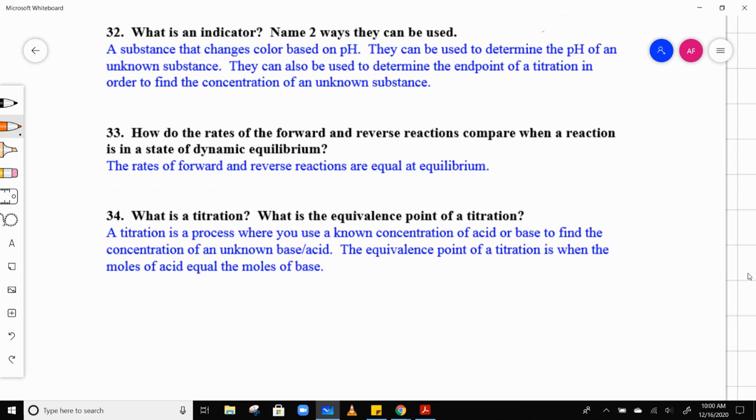A titration is a process where you use a known concentration of either acid or base to find the concentration of unknown acid or base. If you know the concentration of one, you don't know the concentration of the other, you can find the concentration of the other. Okay? And the equivalence point of titration is when the moles of acid equal moles of base. That is really the end of a titration. Okay, that's when the titration is over, usually.